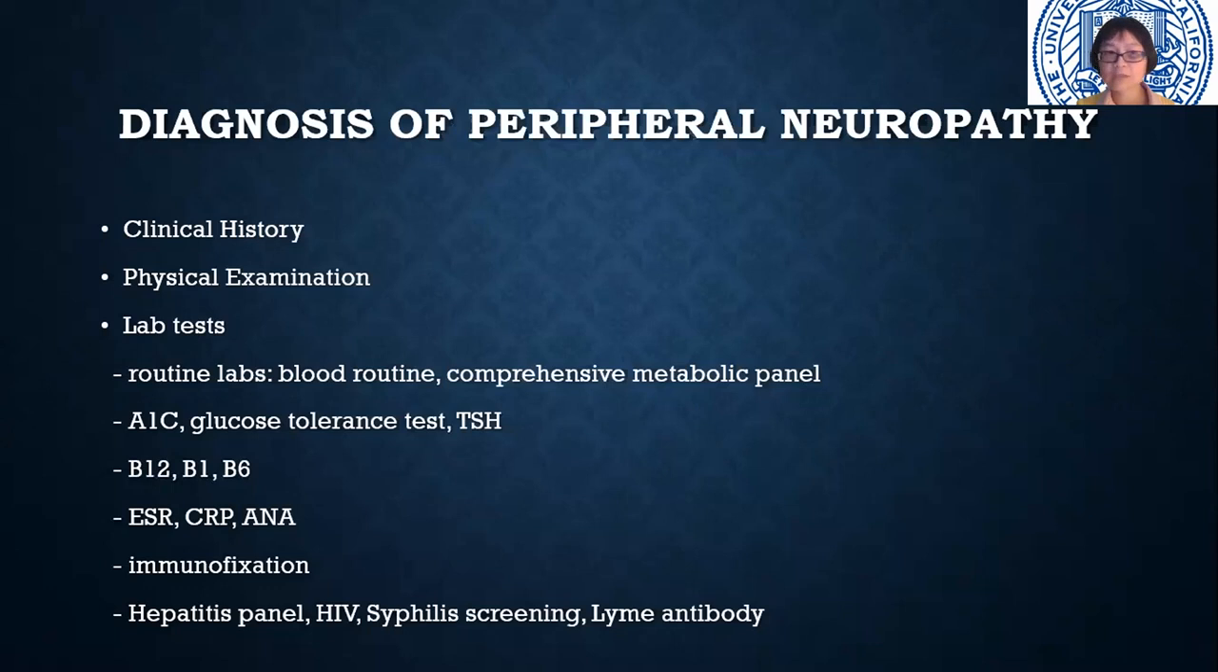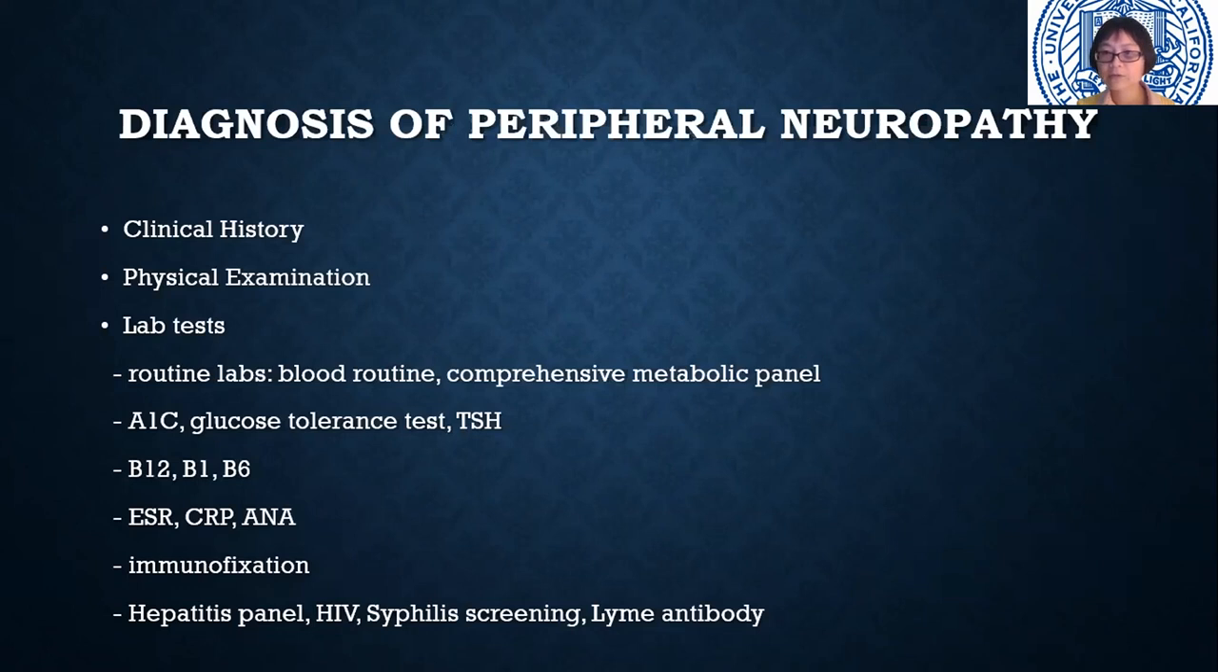We can order some lab tests. Those lab tests could be ordered by a primary care doctor, like certain routine labs, blood routine, comprehensive metabolic panel, A1C, glucose tolerance test, and thyroid function panel. The vitamin test will be helpful. Usually we order B12 or thiamine. Sometimes we may add B6. We also screen for certain inflammatory markers like C-reactive protein and antinuclear antibody.